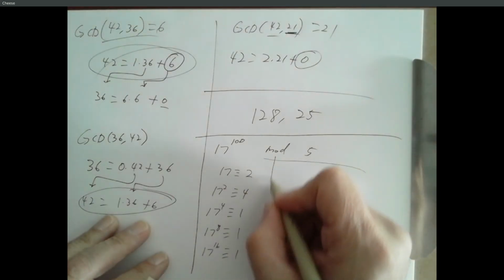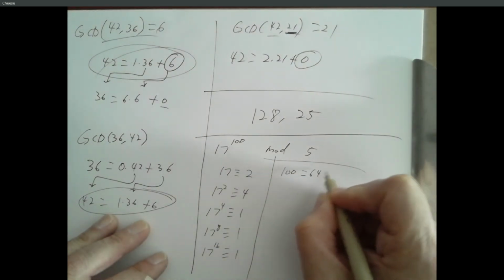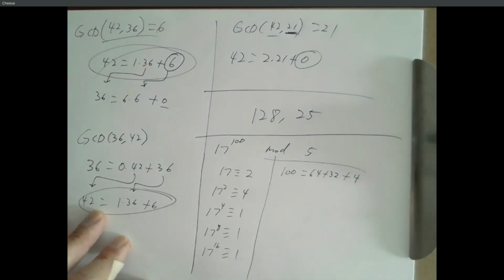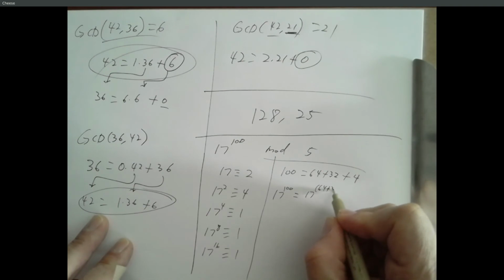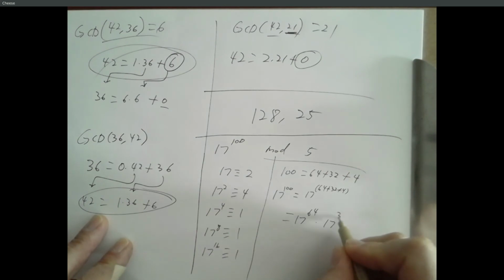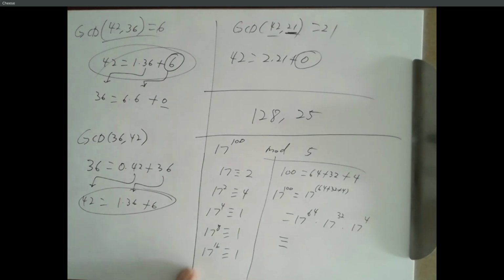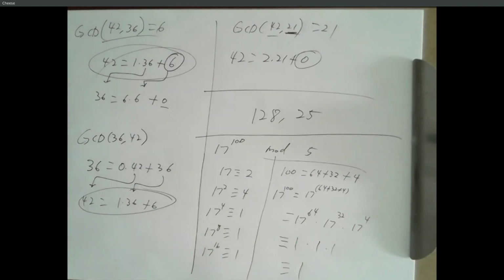Right, well now I made an unfortunate choice with 100. So what's 100 in binary? 64 plus 32 plus 4. So 17 to the 100th is 17 to the 64 plus 32 plus 4, which is 17 to the 64th times 17 to the 32 times 17 to the 4th. And if you look at congruences, 17 to the 64th is congruent to 1, 17 to the 32 is congruent to 1, 17 to the 4th is congruent to 1. So 17 to the 100th is congruent to 1 modulo 5.